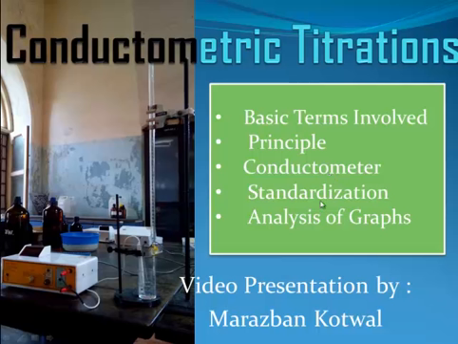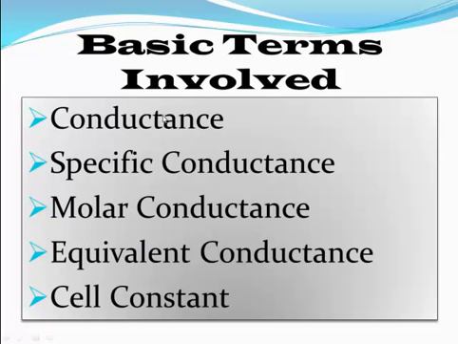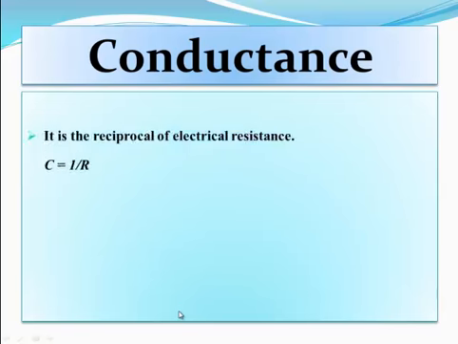Then I'll explain the method of standardization of a conductometer. And finally, I'll explain the method of determination of the endpoint of the titration using the graphs obtained from the data of the experiment. Now, some of the basic terms involved are conductance, specific conductance, molar conductance, equivalent conductance, and cell constant. I'll start with the definition of conductance.